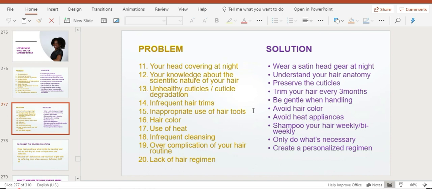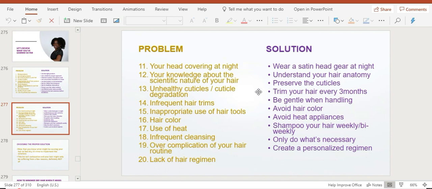And again, I recommended trimming your hair every 3 months. And then the 15th reason was inappropriate use of hair tools, right? So combs, bobby pins, whatnot. You want to make sure, number one, that you get rid of any bad hair tools, and that you're very careful when using all these products.